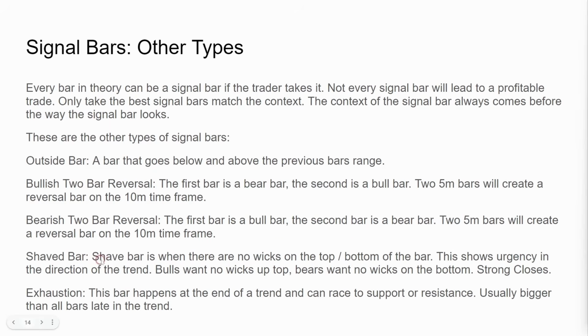A shaved bar. A shaved bar is when there are no wicks on the top or bottom of the bar. This shows urgency in the direction of the trend. Bulls want no wicks up top. Bears want no wicks on the bottom. Strong closes. Exhaustion. This bar happens at the end of a trend and can race to the support or resistance level, usually bigger than all bars late in the trend.